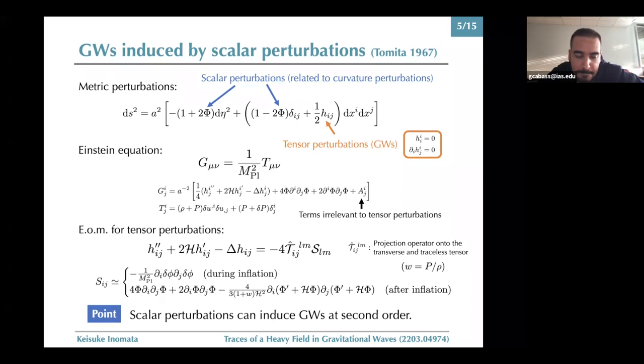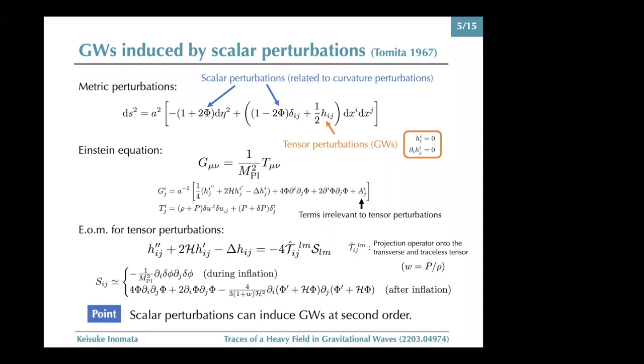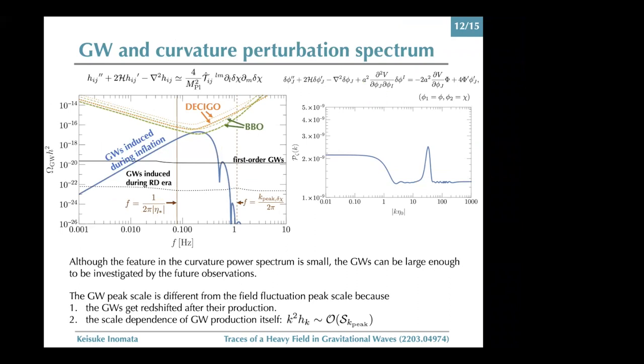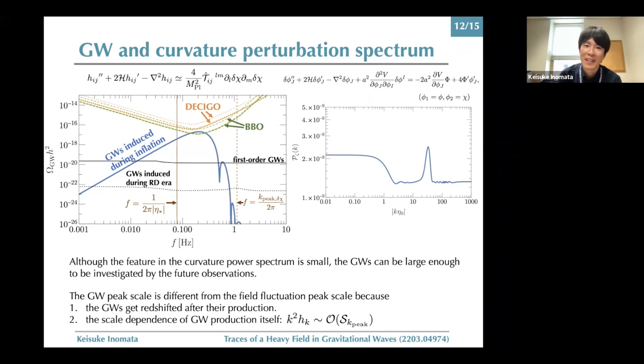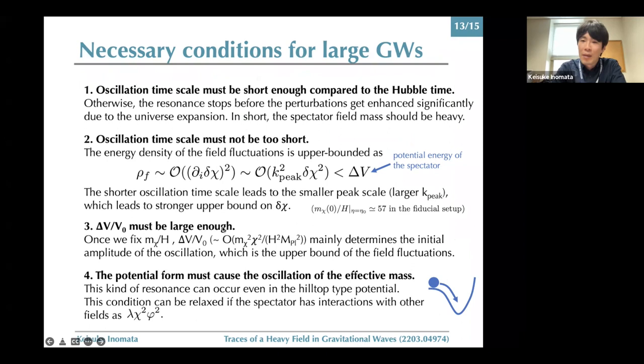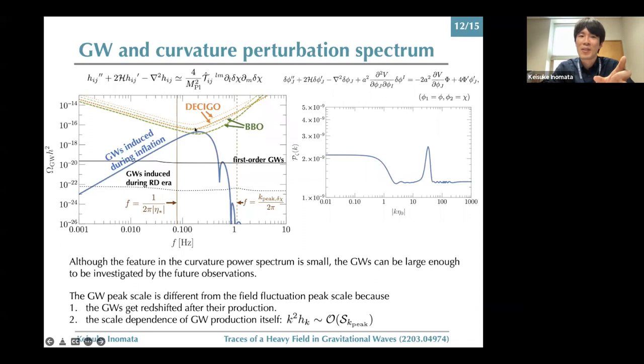I had a naive question. When you showed these limits, do you have freedom in your model to overlap with LIGO or LISA? You showed some constraints. That's a good point. Actually, this result is close to the upper bound of this scenario. The upper bound comes from energy conservation: roughly speaking, the energy density of the field fluctuation cannot be larger than the original potential energy of the spectator field. So I tune the parameters to make the gravitational waves close to the upper bound.